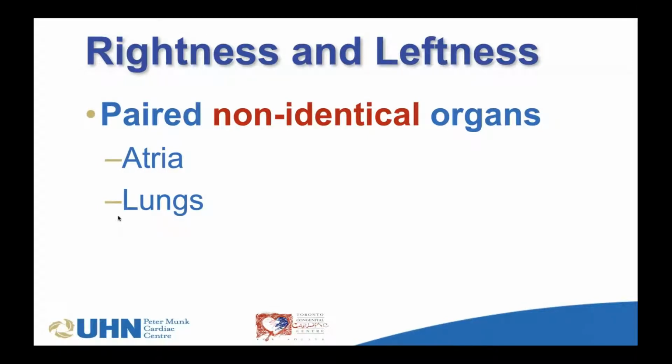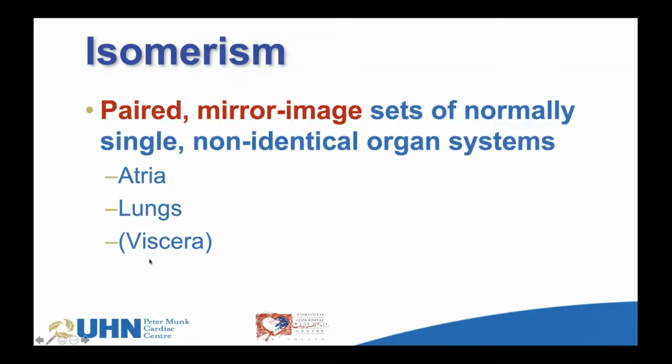So let's now go back to rightness and leftness of the atria and our organs. Usually we have paired organs like atria or lungs, but these organs are not identical. The left atrium looks different from the right atrium. The right lung looks different from the left lung.